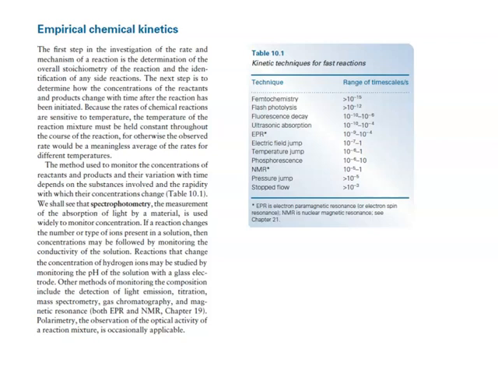Reactions that change the concentration of hydrogen ions may be studied by monitoring the pH of the solution with a glass electrode. Other methods of monitoring the composition include the detection of light emission, titration, mass spectrometry, gas chromatography, and magnetic resonance, including NMR. Polarimetry, the observation of the optical activity of a reaction mixture, is occasionally applicable.